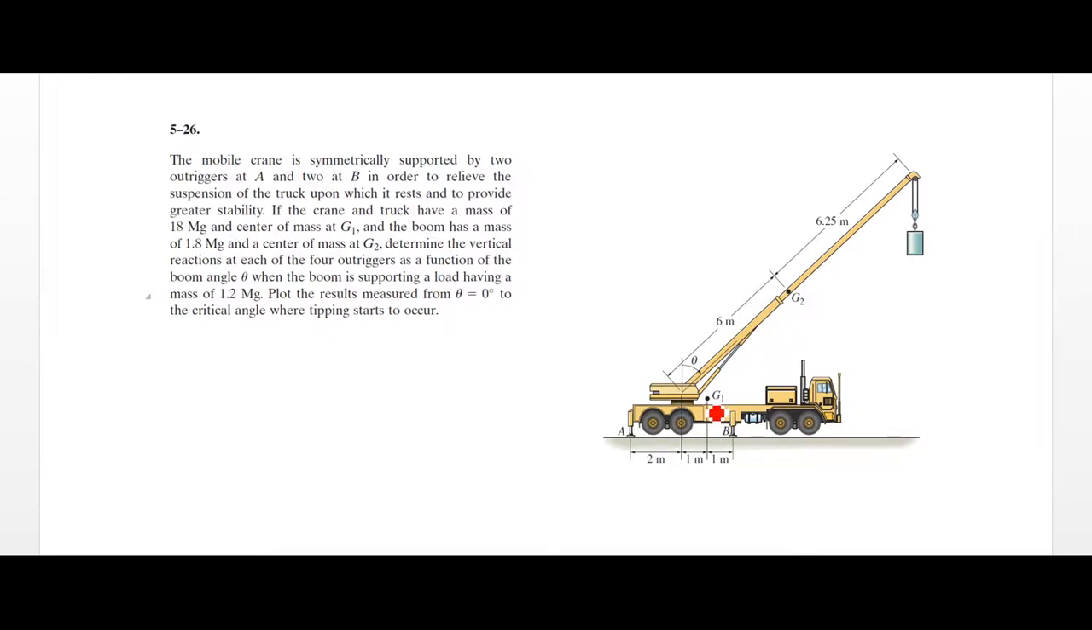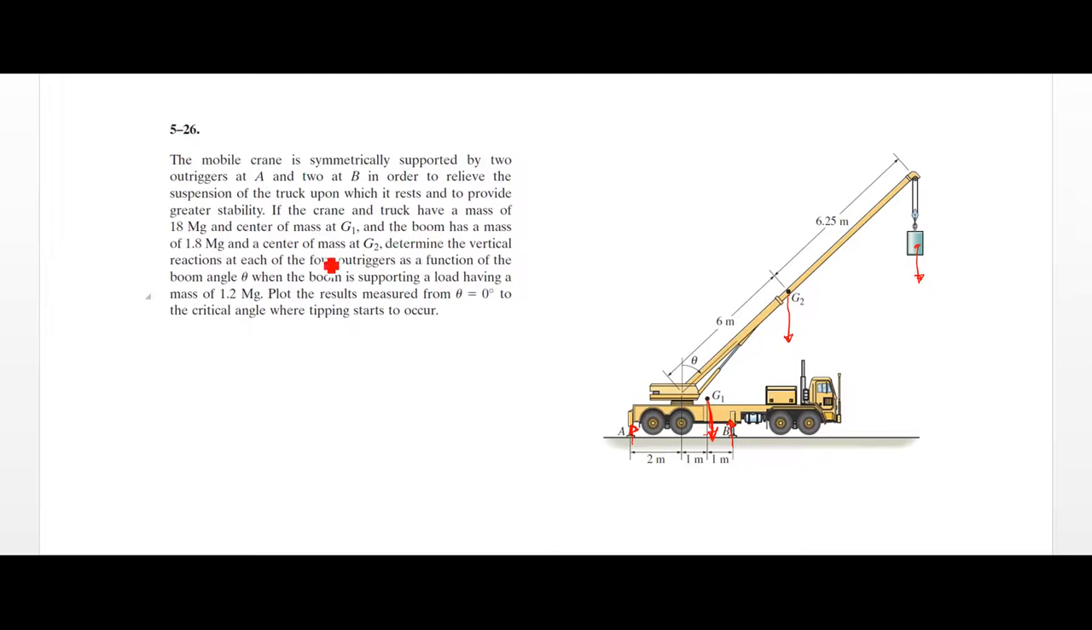We have a couple of masses. G1 is going to be pulling down there, G2 is here kind of in the middle of the boom pulling down, and then last we have our load here that's pulling straight down as well. Those are countered by reaction forces at A and B. There's actually another set of these outriggers on the back side of this crane truck as well. So we have a number of things here.